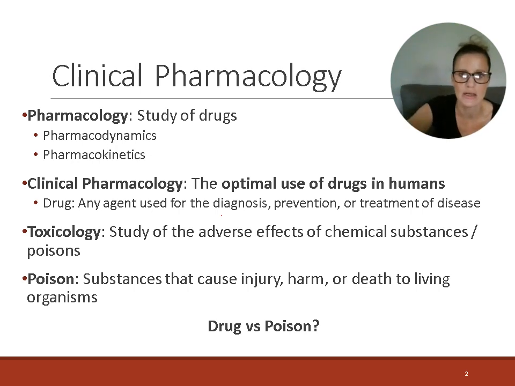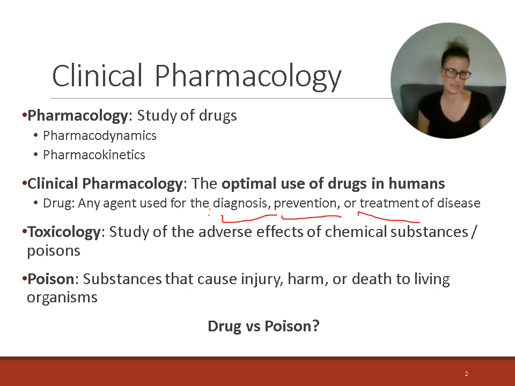So any exogenous substance used for the diagnosis, prevention, or treatment of disease. So some drugs are used to diagnose diseases. We might dilate the eyes, for example, when we're doing an eye exam, right? In that case, we're putting anticholinergic drugs into the eyes to dilate them. That's diagnosis.